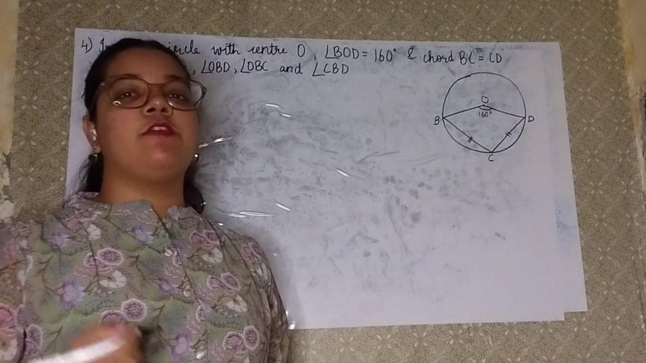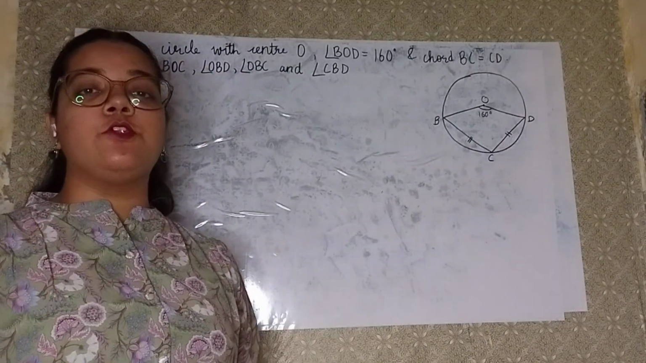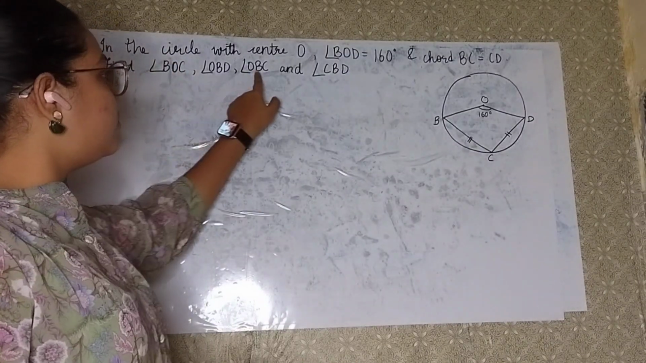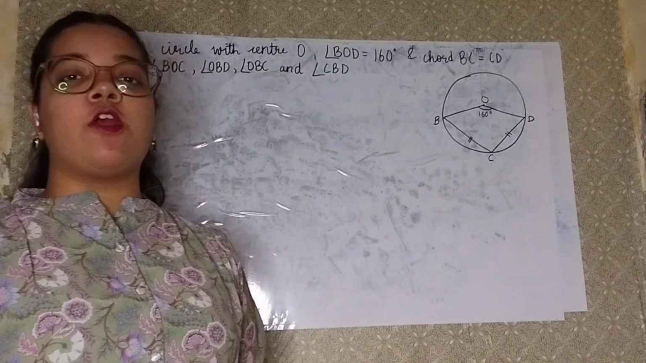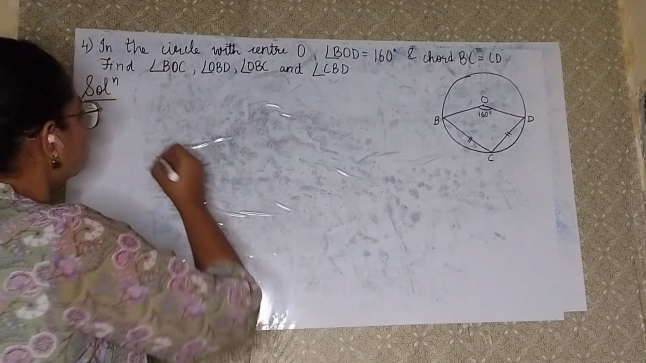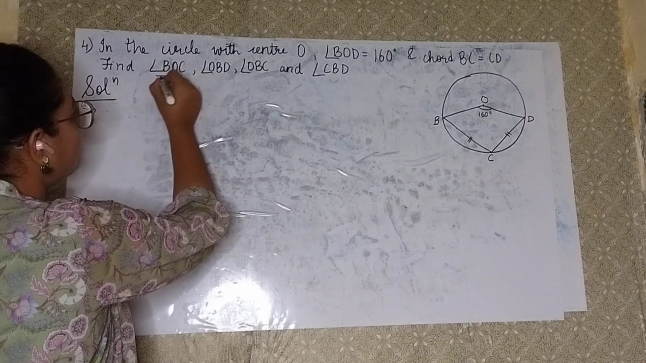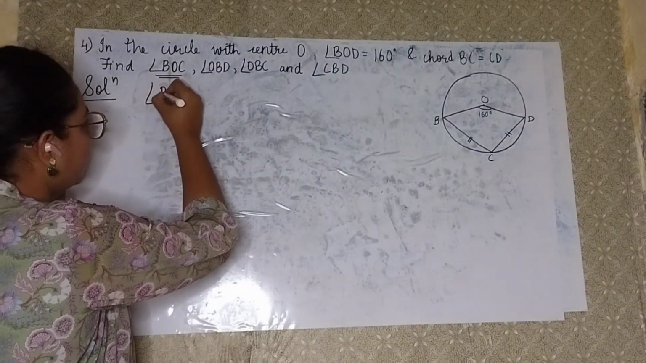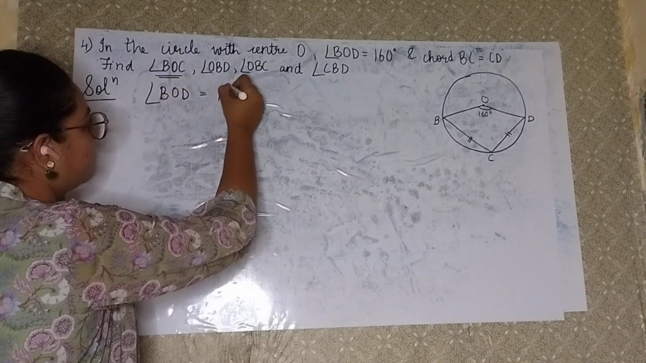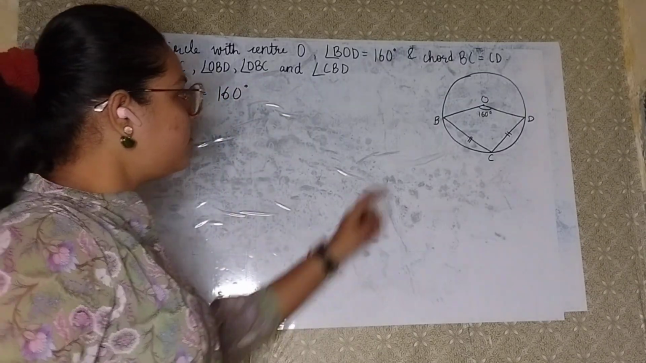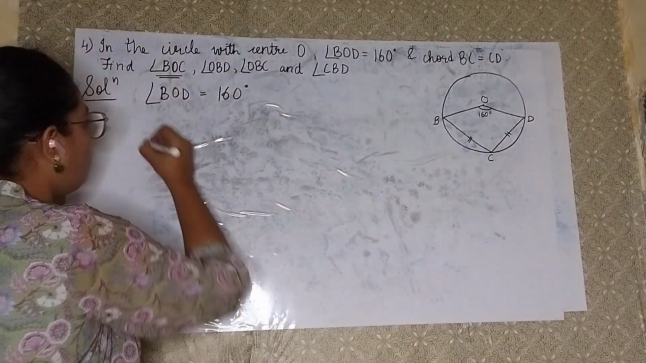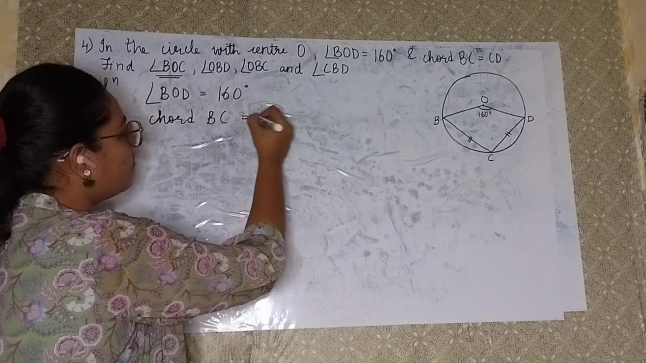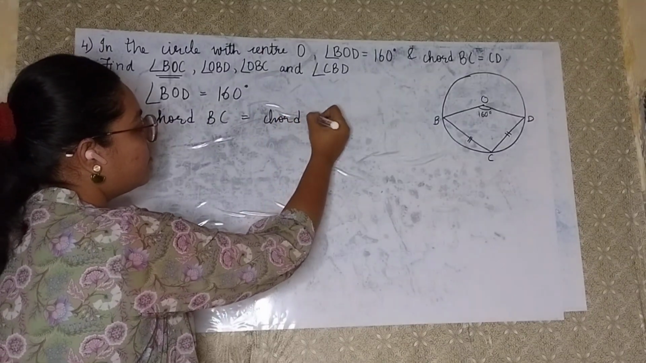Like in the previous sums, we had divided the sum into four parts. Again, similarly, we will be dividing the sum into four parts, that is 1, 2, 3 and 4, so that it becomes easy for us to solve the sum. So first one, we have to find angle BOC. First we'll write whatever is given in the question. Angle BOD equal to 160 degrees and chords are equal. So chord BC equal to chord CD.